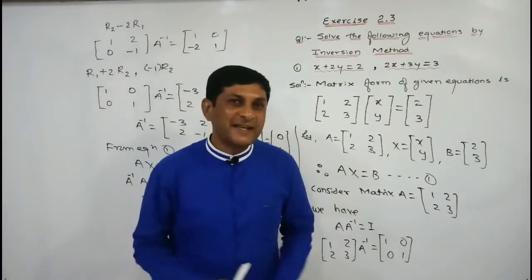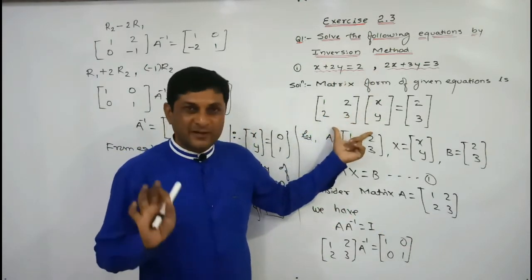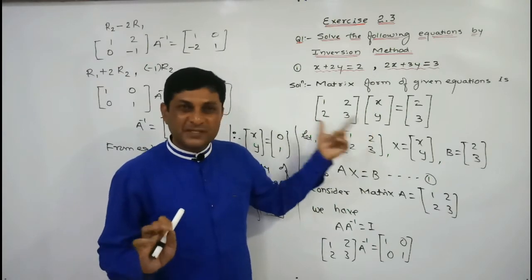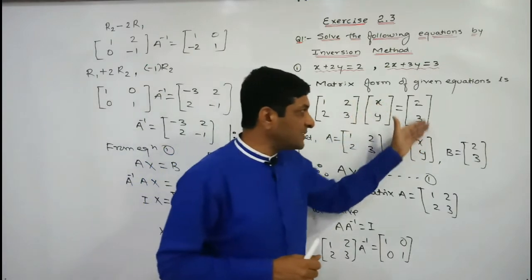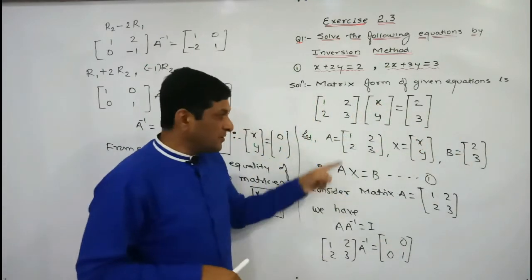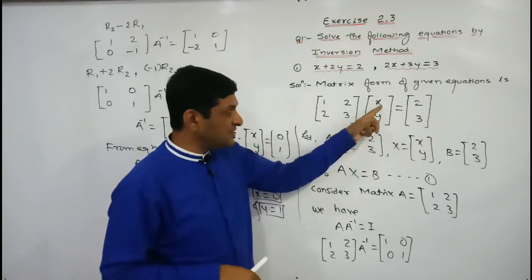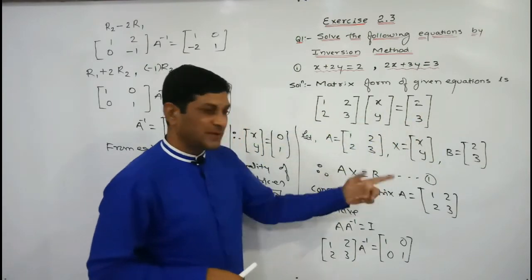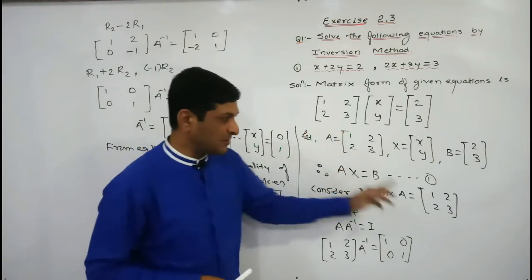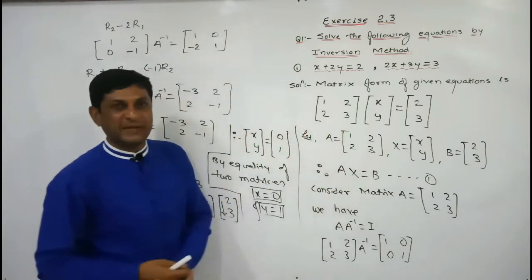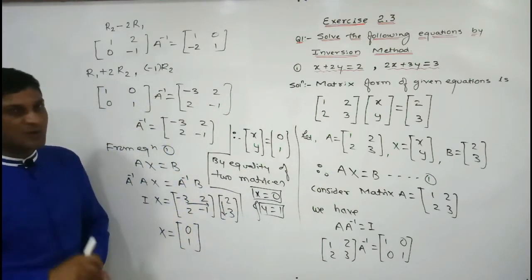So again, let us revise all the steps. First, whatever equation is given to us, write down this equation in the matrix form. Once the equations are written in the matrix form, denote the first matrix by A, the second matrix by X, the third matrix by B. So here this matrix we have denoted by A, this by X, and this by what? B. So here we will get the first equation. Then find the inverse of matrix A by using any method: row transformation, column transformation, or adjoint.